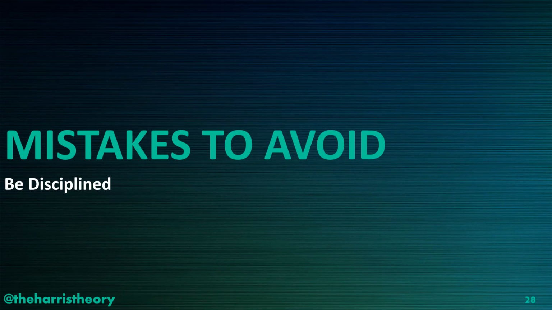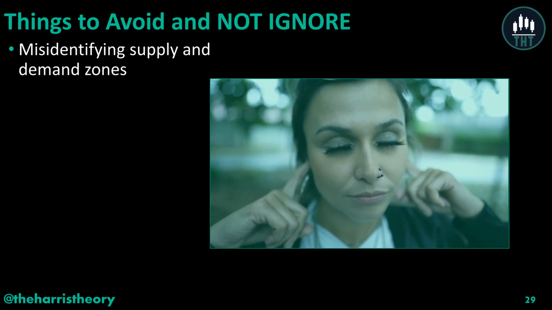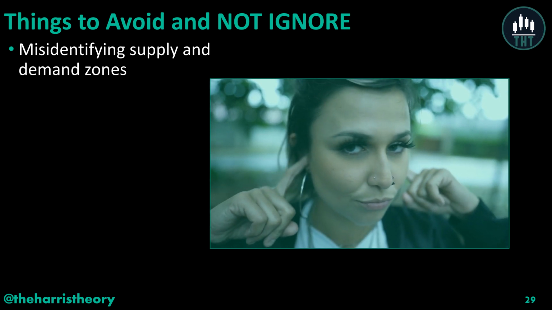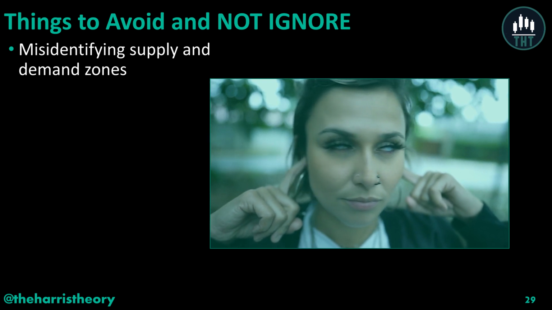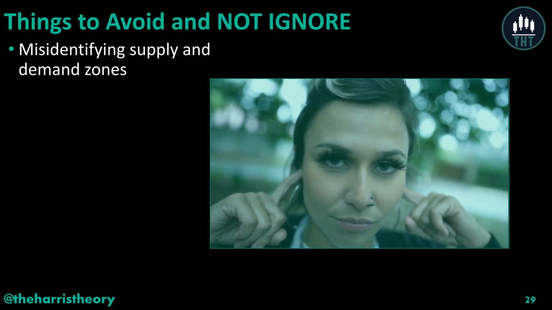Mistakes to avoid. Be disciplined. Things to avoid and not ignore. Misidentifying supply and demand zones. One of the biggest mistakes traders make is misidentifying supply and demand zones. This can happen if the trader does not have a clear understanding of how to draw the zones or does not take into account all of the relevant factors.